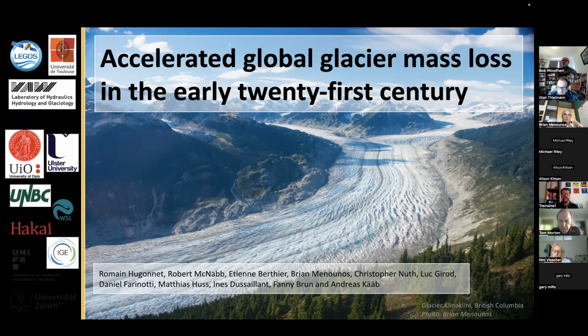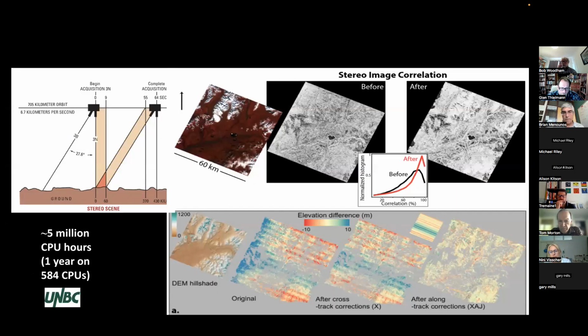And by using principles of parallax, that things closer to the sensor shift more, you can actually produce a digital elevation model. And so Romain was able to take hundreds of thousands of these stereo pairs and examine elevation change for all of our glaciers.